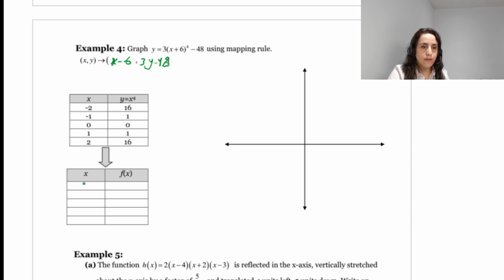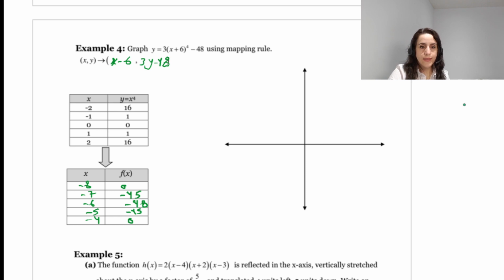x minus 6 is going to be negative 8, negative 7, and negative 6, negative 5, negative 4. And for f of x here, 16, 3 multiplied by 16 is 48, minus 48. 3 minus 48 is going to be minus 45, minus 48. 1 is going to be minus 45, and 16 is going to be 0.